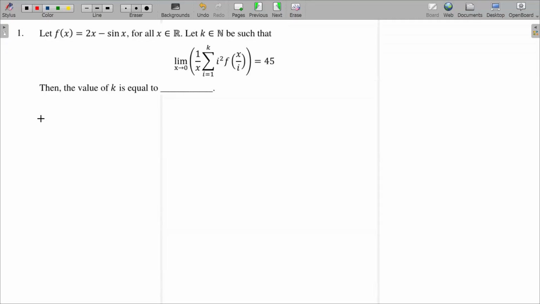So we can evaluate f of x by i first and then multiply it by i square. Okay, so you mean in place of x, you put x by i and try to see what the expression is. Fine, but that will be too time consuming. You don't have that much time actually. So there must be some other way out.